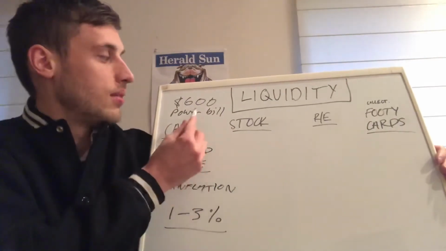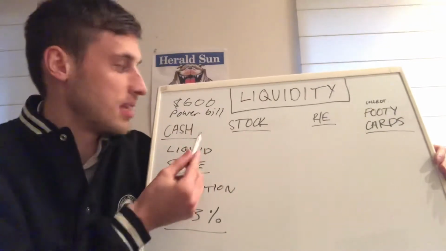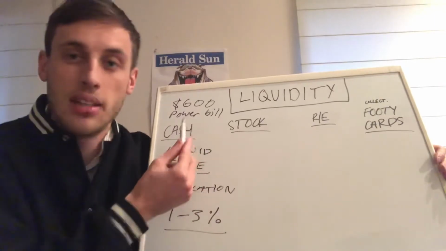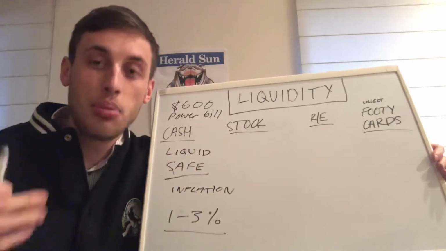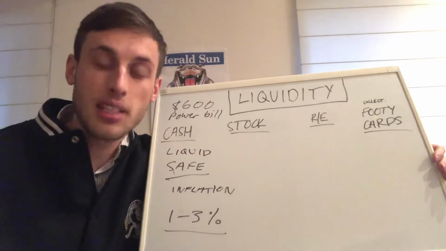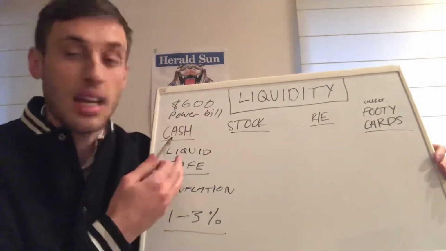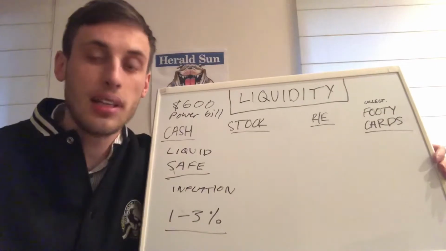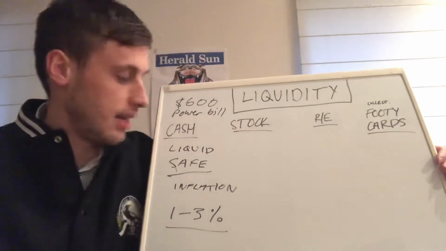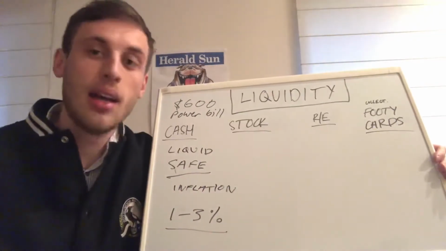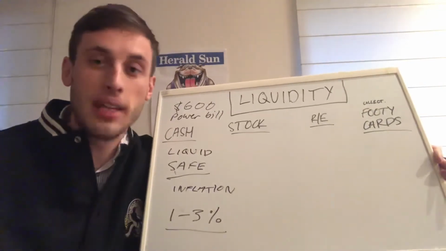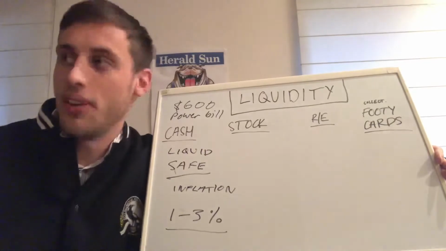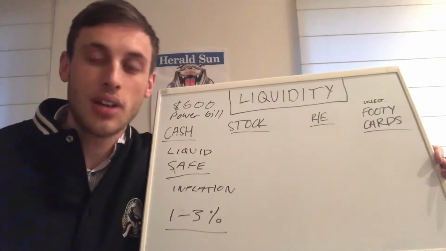So this $600 power bill, 3%, $18. So it's going to be about $620. So when you put it in your bank and then wait a year to pay for the next one, by the time that comes around, the same bill is about $620. So really you've lost $20. And that is the con about cash. That's why lots of people say it's not smart to keep all your money in cash. It's not good to keep hundreds of thousands of dollars of cash under the bed.